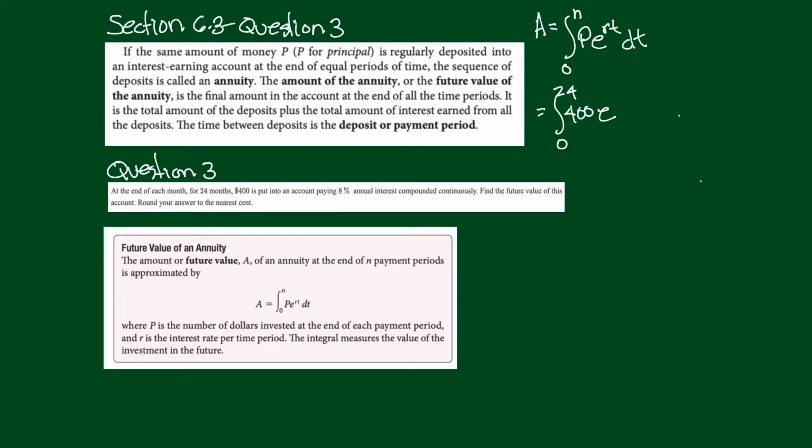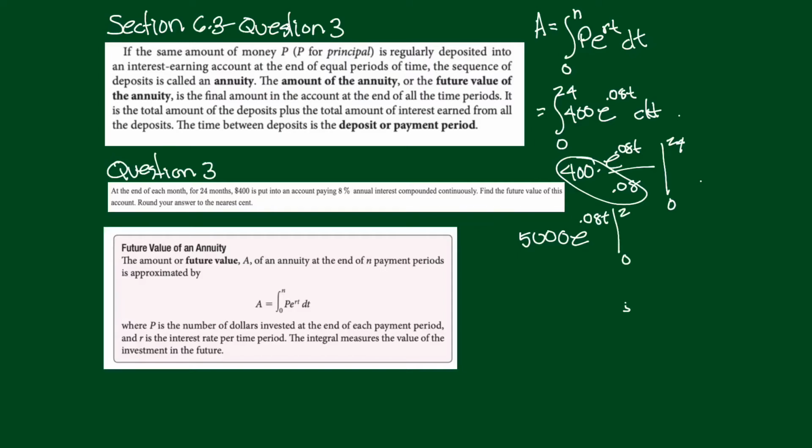Now, e to the interest rate, 0.08, right? 8%. t dt. So this is an exponential. We know what to do. It's going to be the 400, and then we're going to get e to the 0.08t over 0.08, evaluated from 0 to 24. Now, this part right here, 400 divided by 0.08, that's 5,000. So this is going to give us 5,000 e to the 0.08t from 0 to 24.